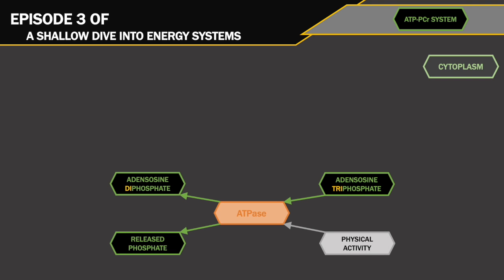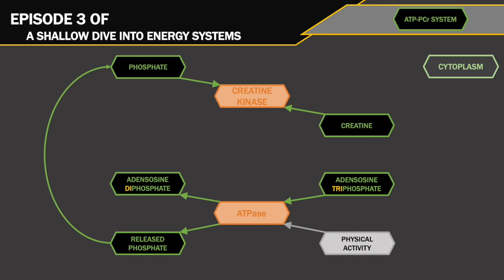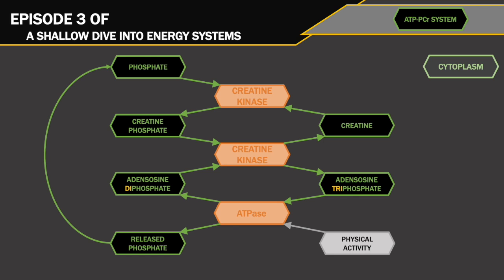This ATP goes through ATPase, where it releases a phosphate and forms an ADP, or adenosine diphosphate. This now released phosphate, with also creatine and the help of creatine kinase as an enzyme, forms a creatine phosphate. This creatine phosphate with adenosine diphosphate helps form adenosine triphosphate. So this is a complete cycle of how we form ATP.